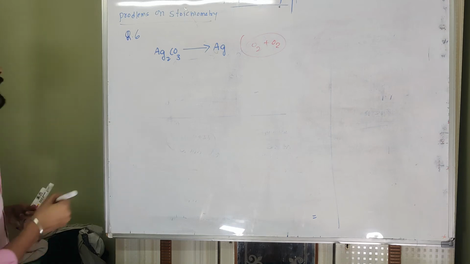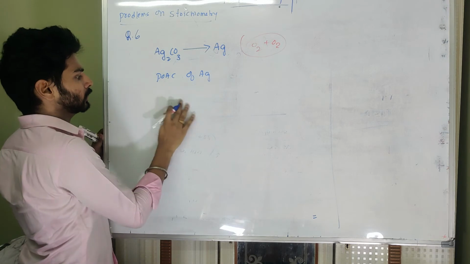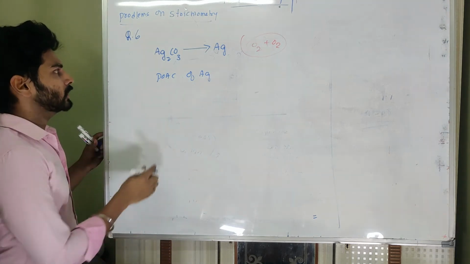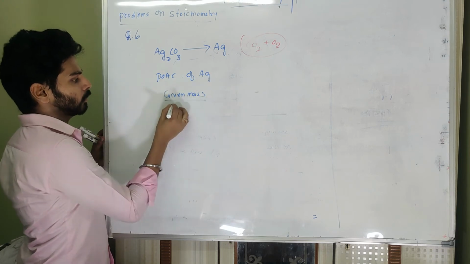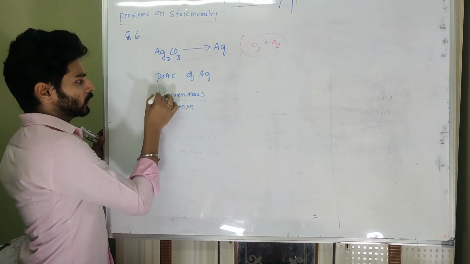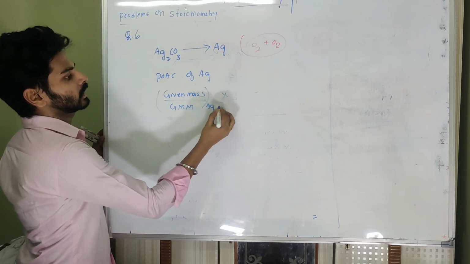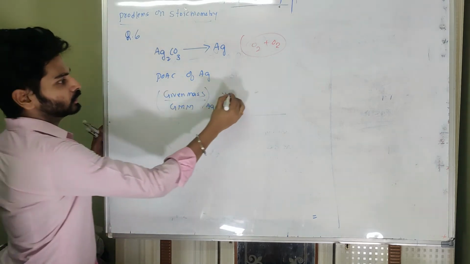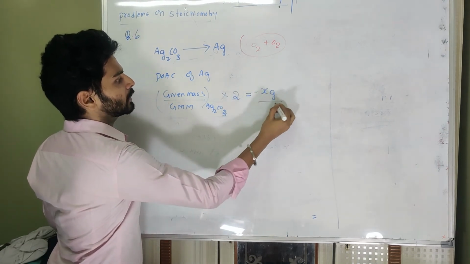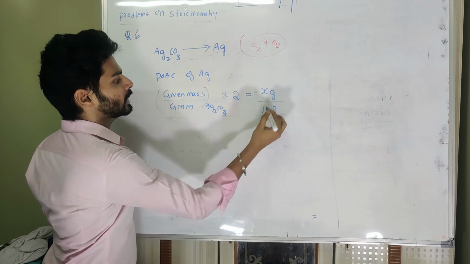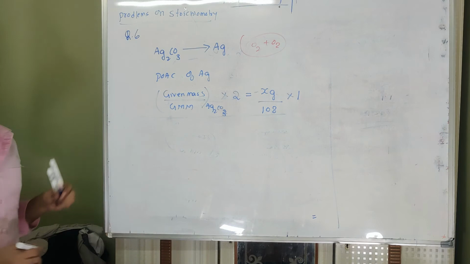So we have to apply POAC on Ag. So the amount of Ag we want is given mass upon gram molecular mass of Ag2CO3 into the number of silver atoms, so there are 2, equal to X gram divided by 108, the gram atomic mass, into number of atoms 1.